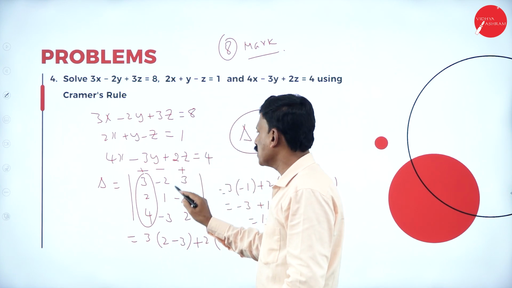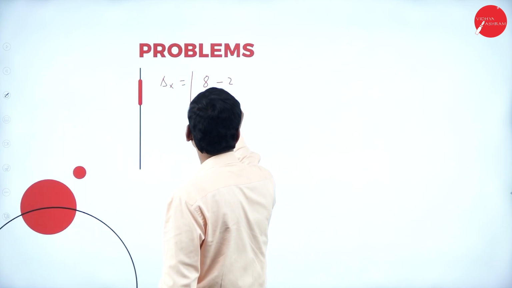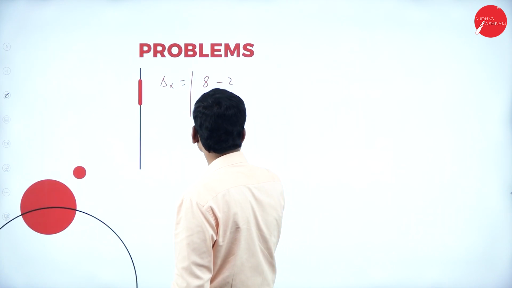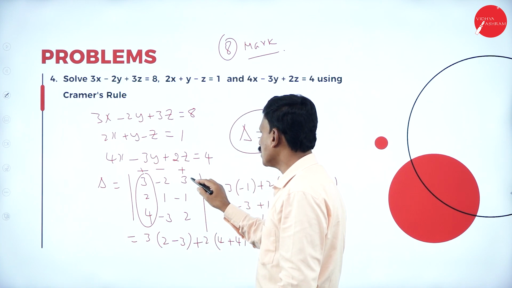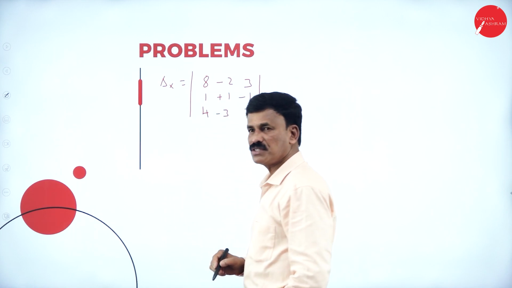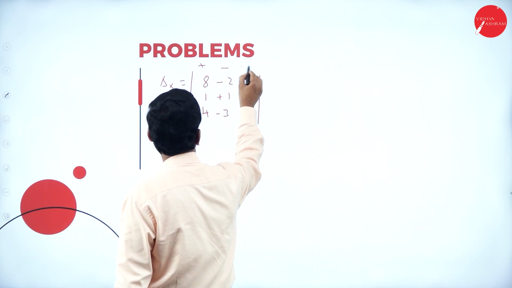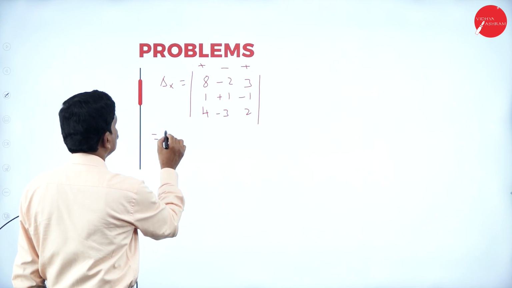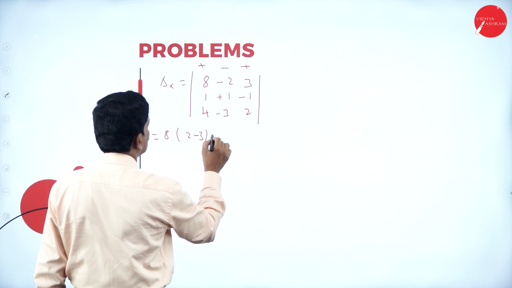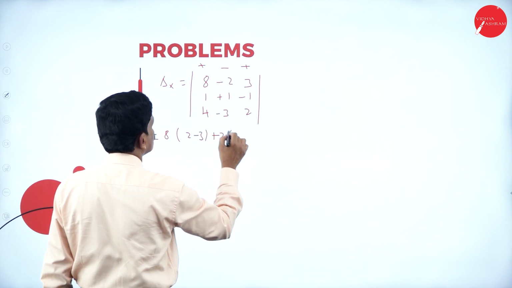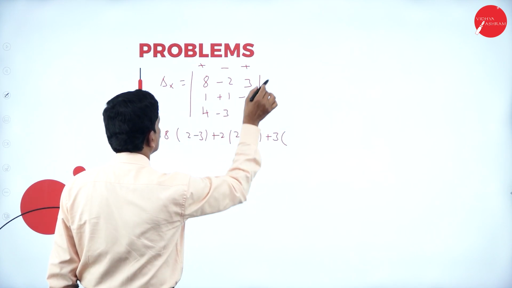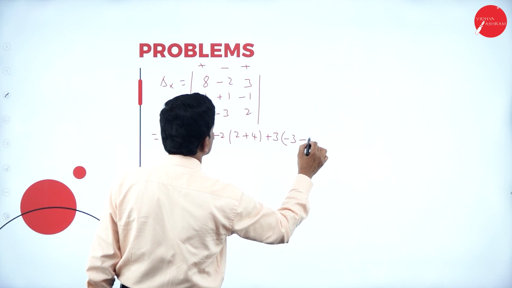Remaining two columns are same: minus 2, 1 and minus 3, and the third column 3, minus 1 and 2. Simplify this, same as usual, plus, minus and plus. Its value is equal to 8 into (1 times 2 is 2, minus into minus plus, so plus 3), minus into minus plus 2 into (this is gone, 2, minus into minus plus 4), plus 3 into (this row and column is gone, minus 3, minus 4).